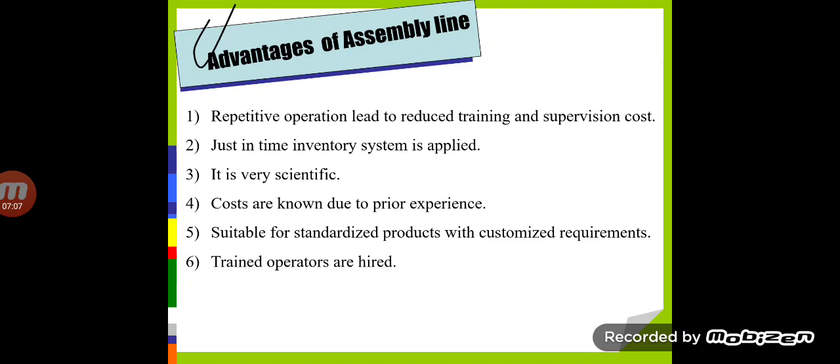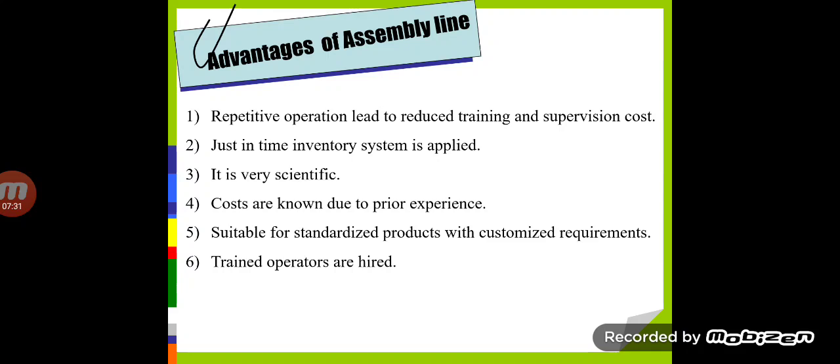Fourth one, costs are known due to prior experience. Before producing the product, we know the final cost of the production, because we have the full idea about the production and the cost, so with the help of the assembly line system we can easily find out the cost of the product.